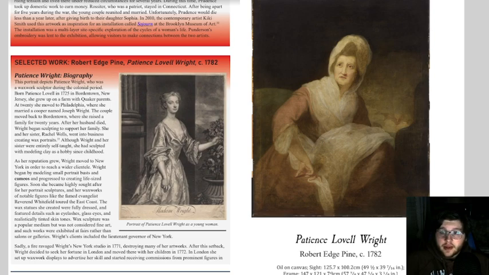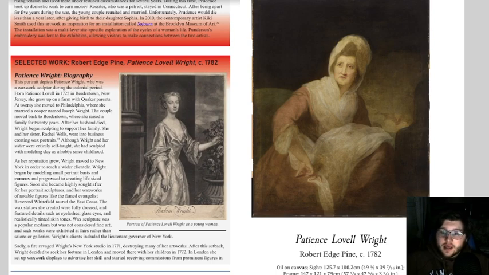Patience Wright. Biography. This portrait depicts Patience Wright, who was a waxwork sculptor during the colonial period. Born Patience Lovell in 1725 in Bordentown, New Jersey, she grew up on a farm with Quaker parents. At 20, she moved to Philadelphia, where she married a cooper named Joseph Wright. The couple moved back to Bordentown, where she raised a family for 20 years.